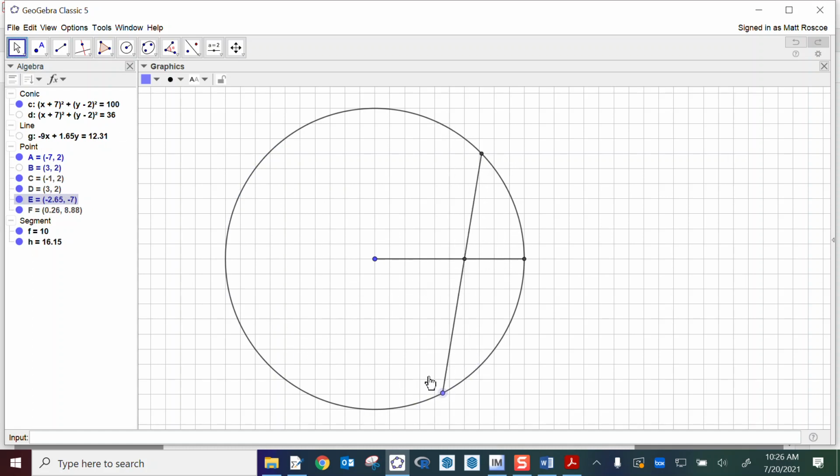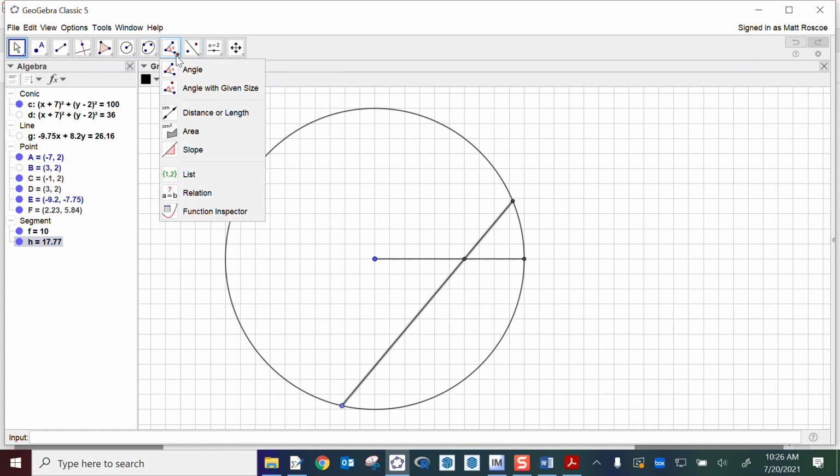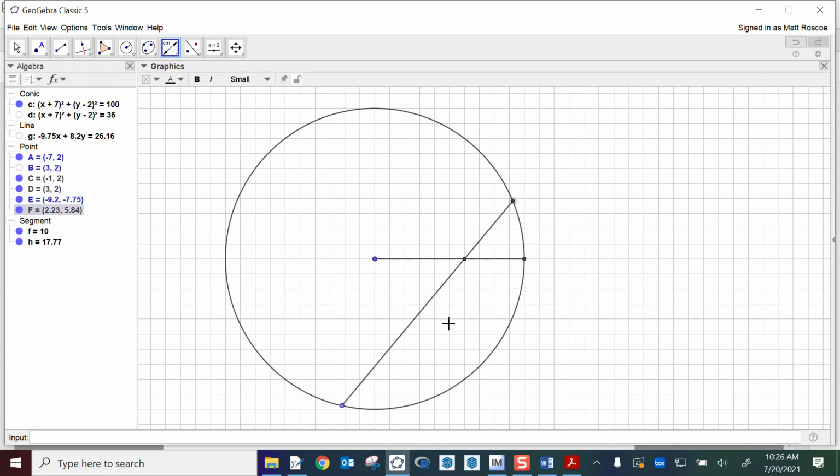But really what we want them to see is sort of the length of that segment. So let's go ahead and get that length of that segment. I mean, we actually have it here. It's 17.77 right there. There it is. So let's go ahead and, I don't know, I guess we could put in the distance here, right? So distance or length would be boom, boom, FE, there it is.